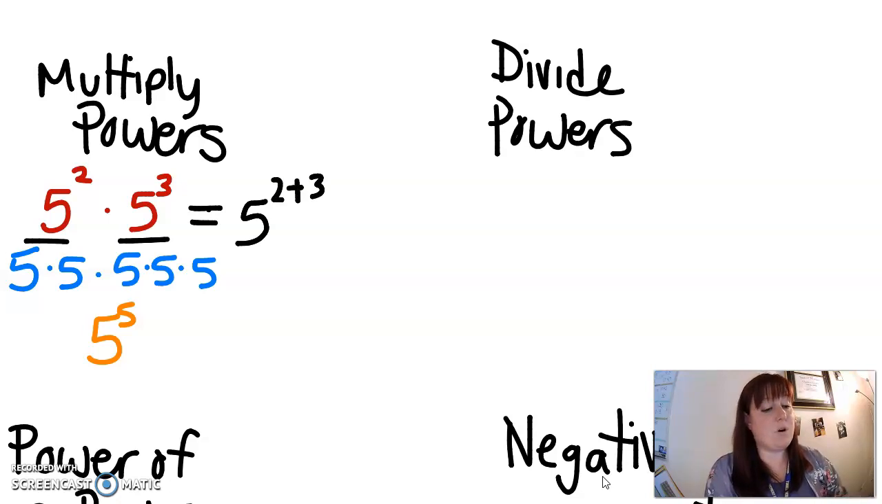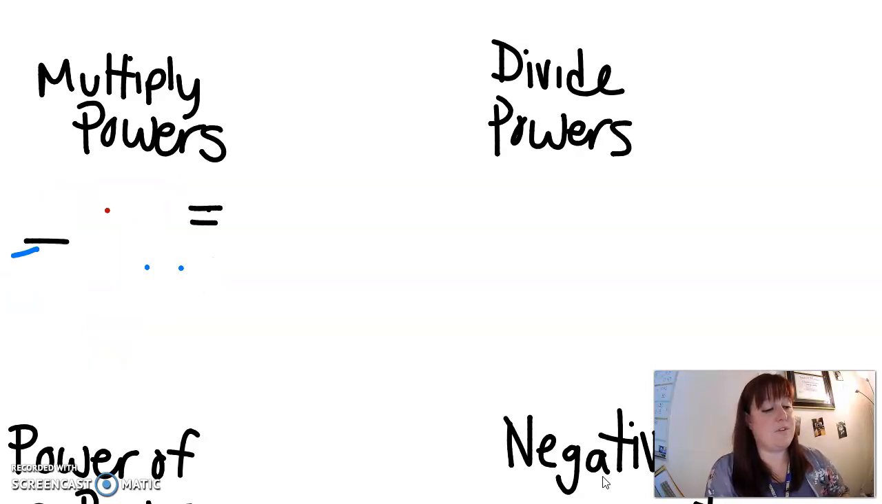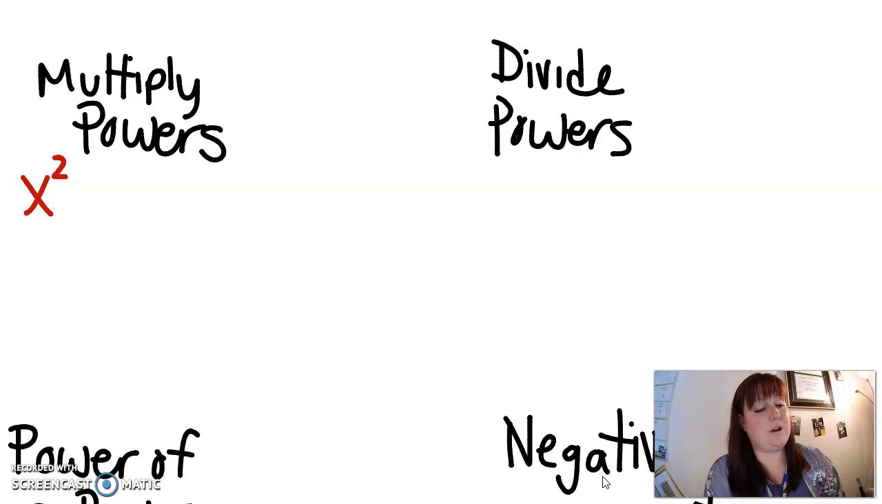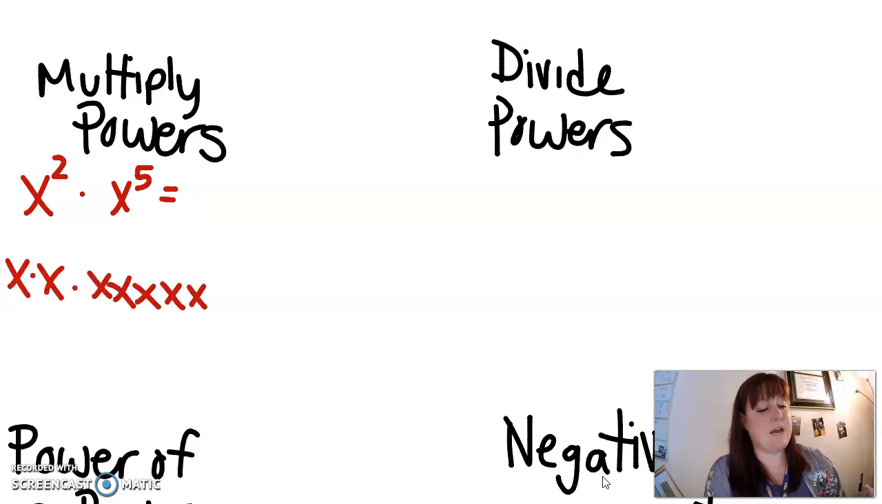So it works the same for variables as well. So if I had x squared times x to the 5th, let's do that. That's going to be x times x, right, times x times x times x times x times x, which equals x to the 7th, right? So if we're multiplying two things with the same base, we just add their exponents.